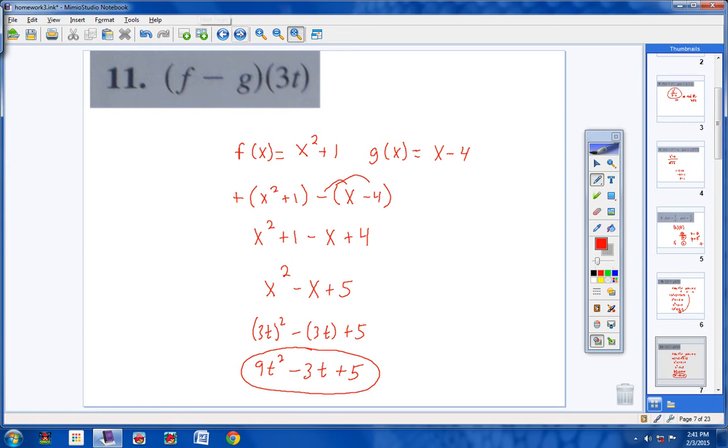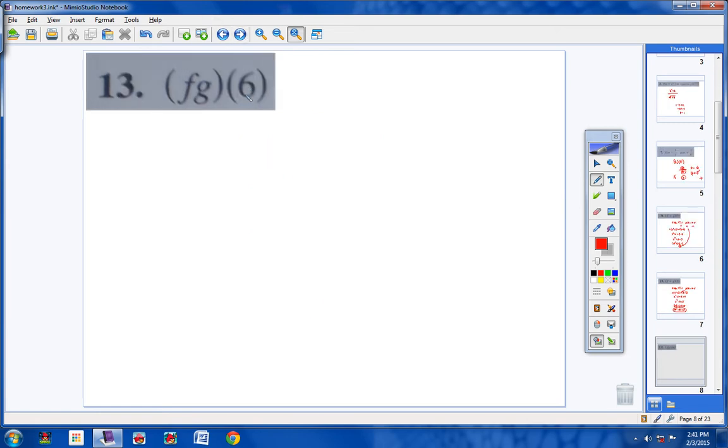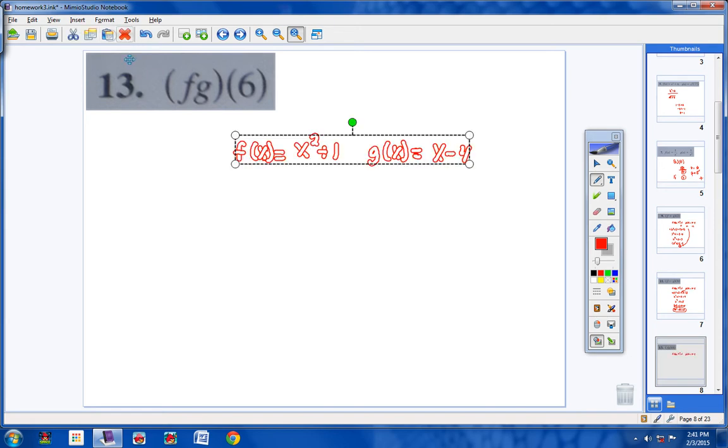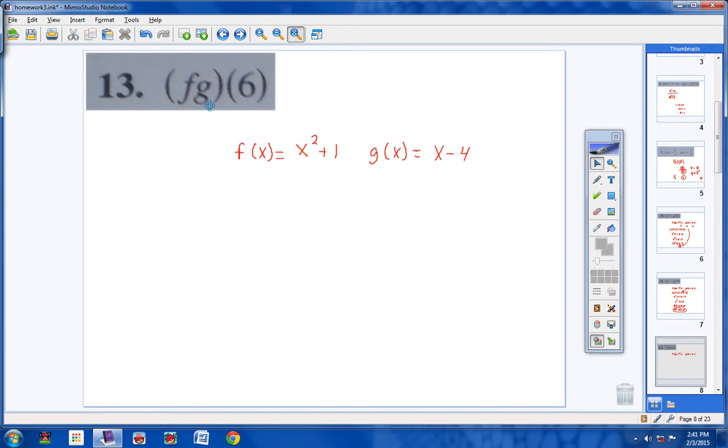Alright, moving on to number 13. Now here we're putting 6 in, okay? First, we're supposed to multiply the two functions together and then put 6 in. But for me, I'm going to put 6 in first and then multiply. So I have 6 squared plus 1. Over here I have 6 minus 4. 36 plus 1 is 37. 6 minus 4 is 2. Multiply those two together and you will get 74.